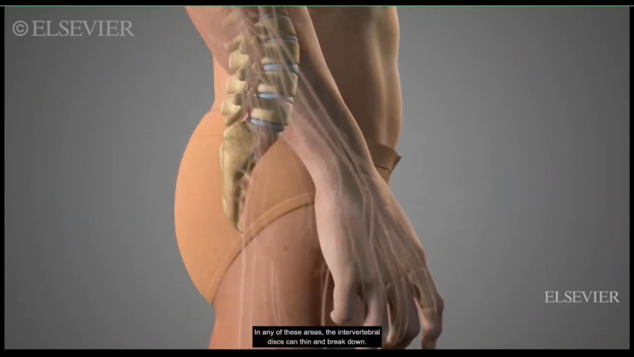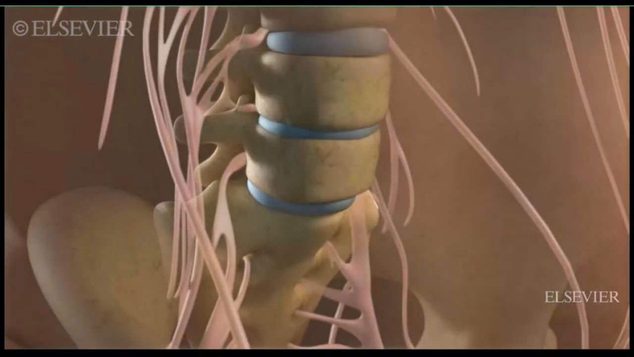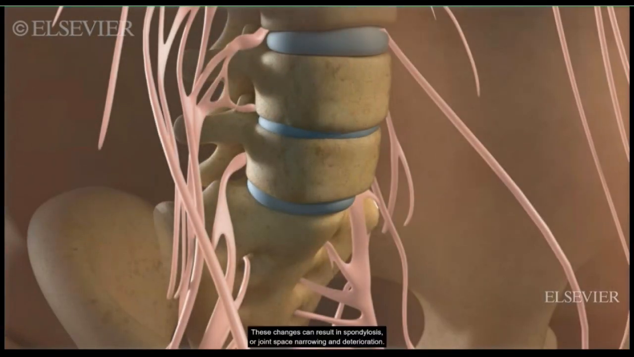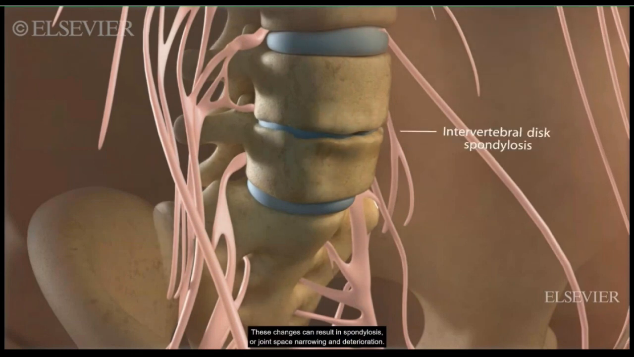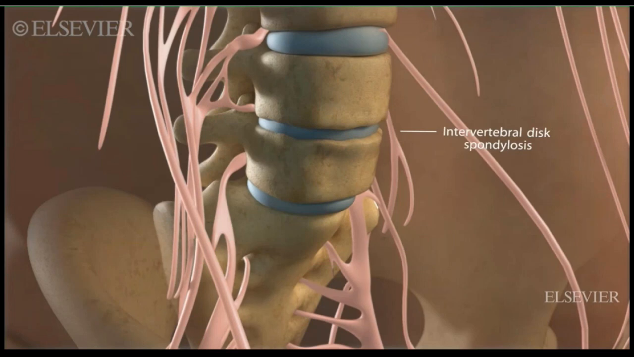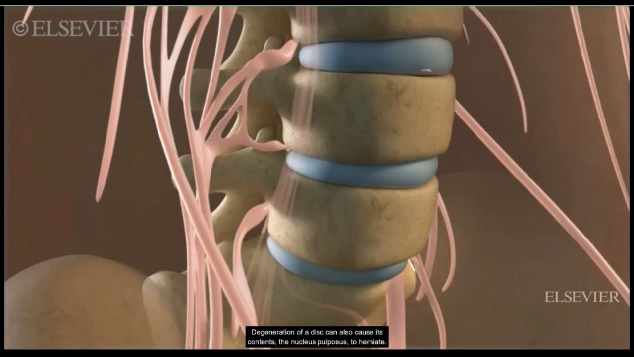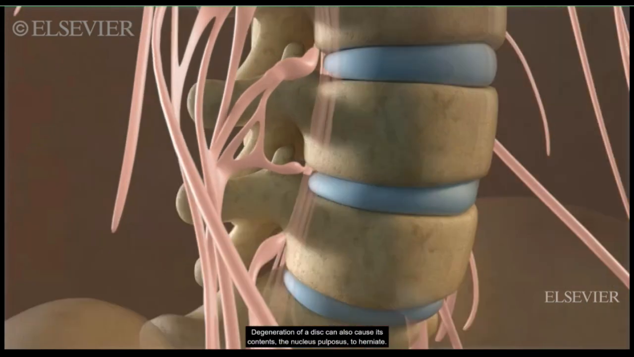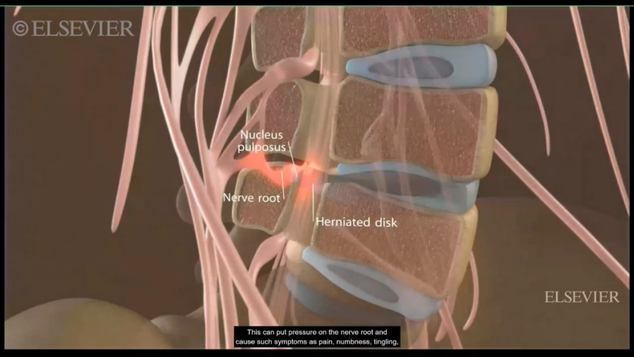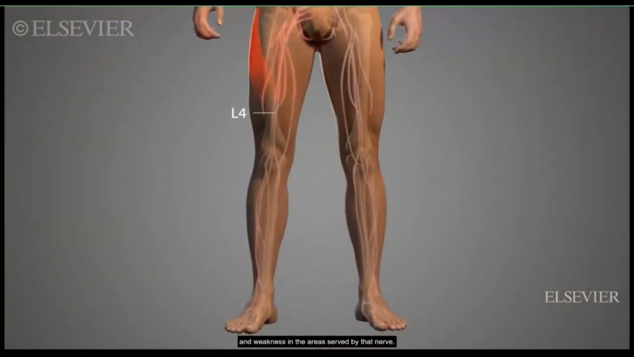In any of these areas, the intervertebral discs can thin and break down. These changes can result in spondylosis, or joint space narrowing and deterioration. Degeneration of a disc can also cause its contents, the nucleus pulposus, to herniate. This can put pressure on the nerve root and cause such symptoms as pain, numbness, tingling, and weakness in the area served by that nerve.